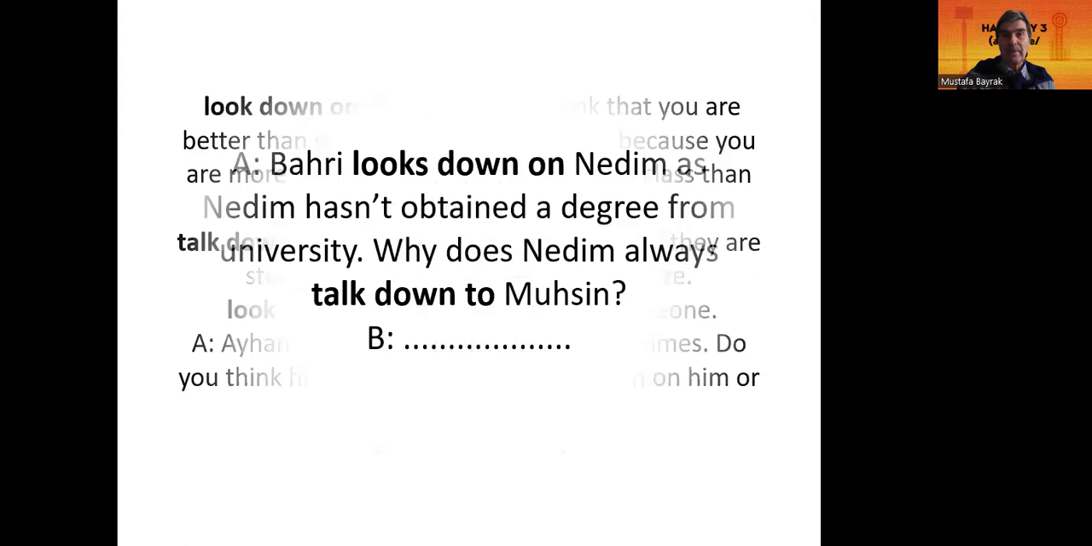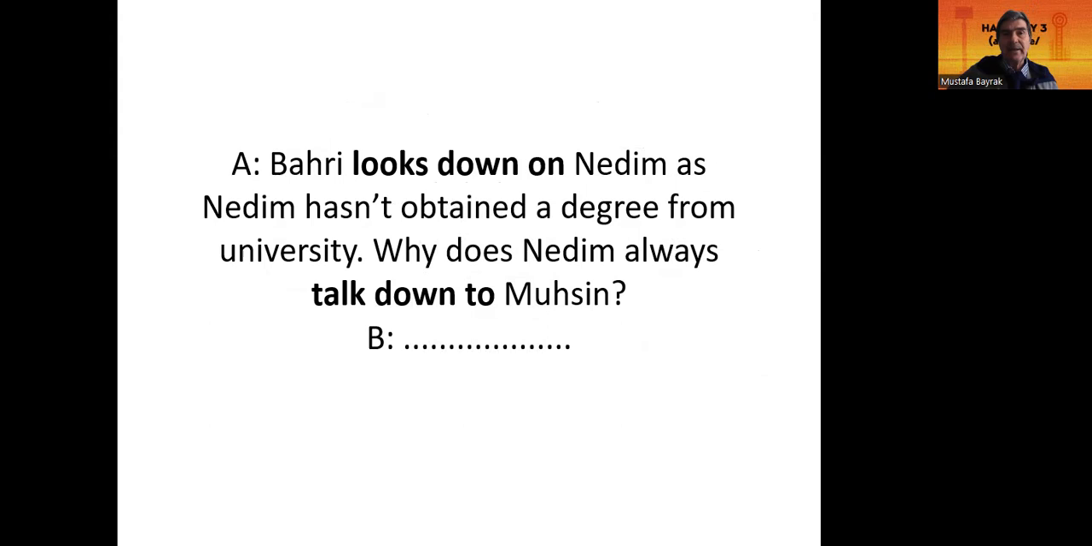Okay, Bahri looks down on Nedim as Nedim hasn't obtained a degree from university. Why does Nedim always talk down to Muhsin? Nedim always talks down to Muhsin as or because he hasn't earned enough money.